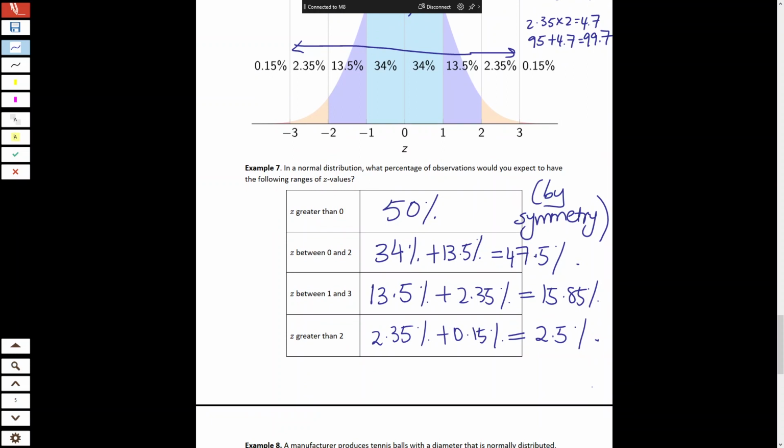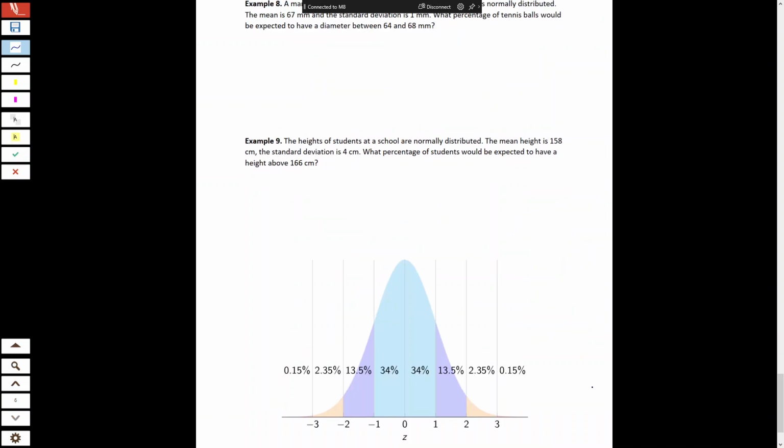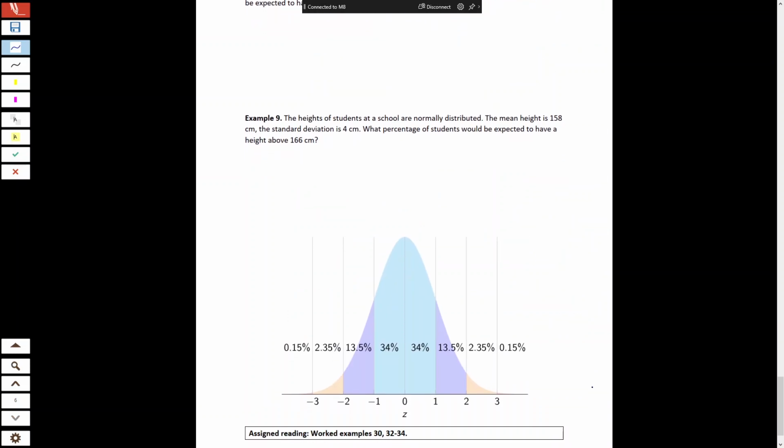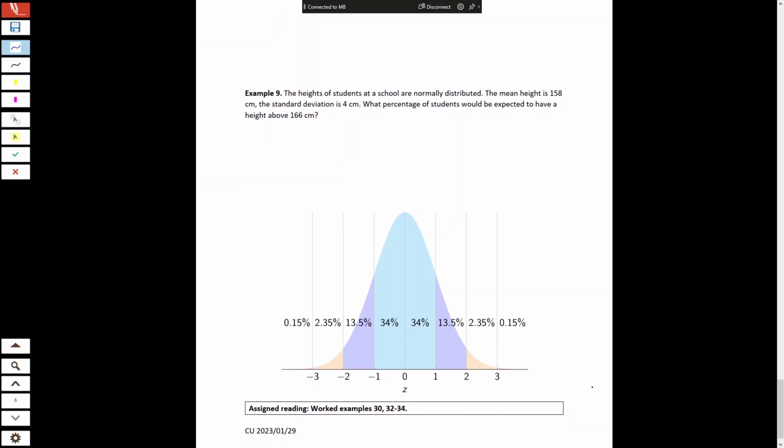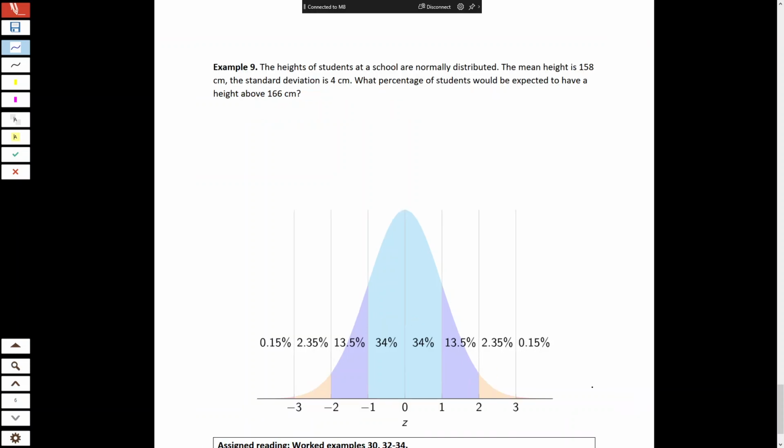All right, so I've filled out the table for you in example number 7. I'm only going to do one question on the last page because I feel that I've been talking for a very long time and I want to give you a chance to start doing some questions. So let's finish with example number 9 on the very last page. If you're feeling confident, you are free to start the textbook work whenever you wish.